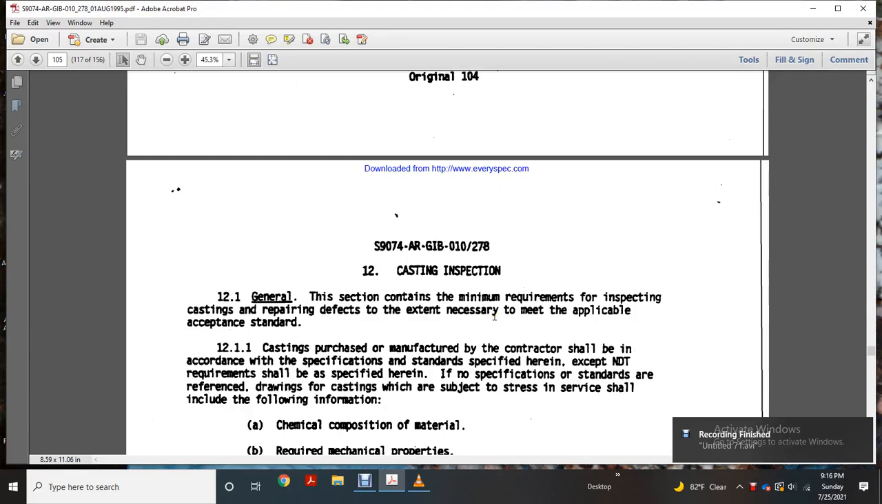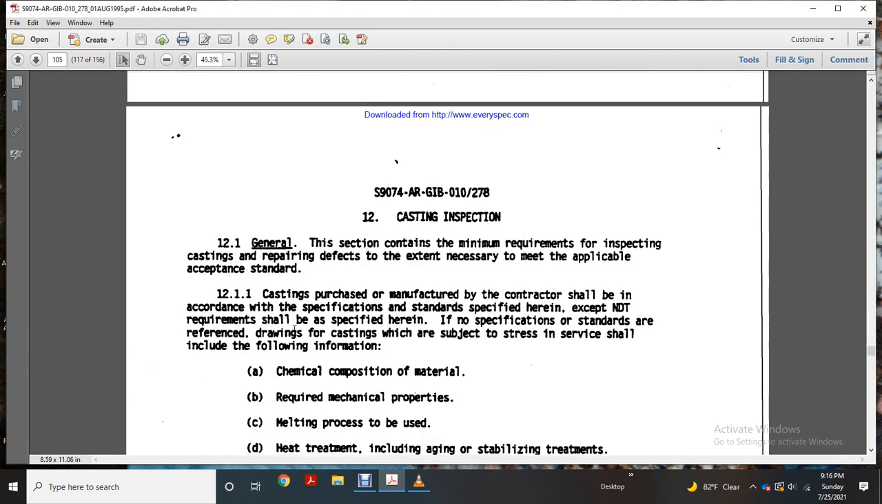Alright, 12. Casting inspection. General: this section contains the minimum requirements for the inspection of castings and the repair of defects, to the extent necessary to meet applicable acceptance standards. Castings purchased from the manufacturer or contractor should conform with the specifications and standards specified here, with the non-destructive test requirements specified herein.